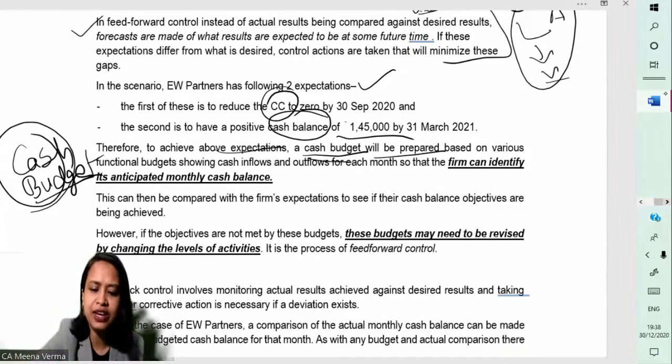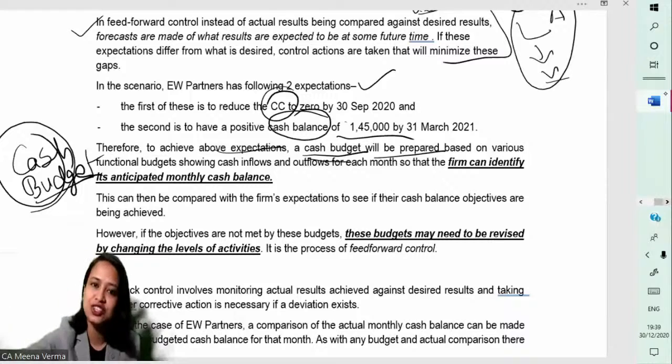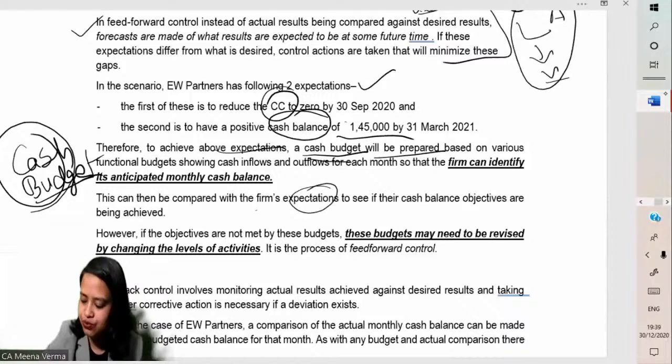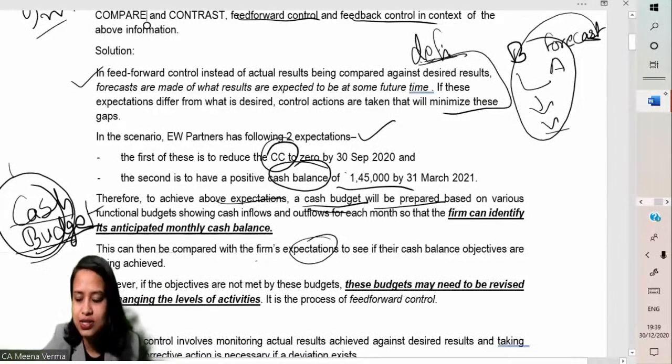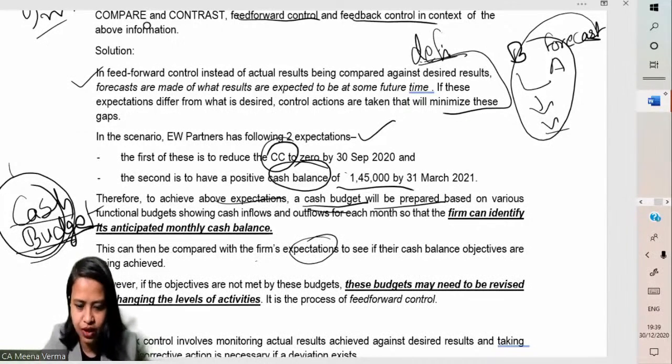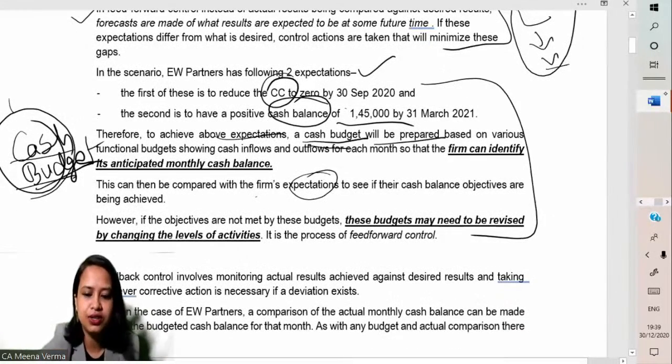So that the firm can easily anticipate the cash balance for each month. If you have a cash budget, you anticipate the cash balance for each month. This can then be compared to the firm's expectation. So in this way you consider the budget, then you consider the forecasted actual result, compare them, and in case any error arises, find the way to improve that. This all comes under feed forward control.